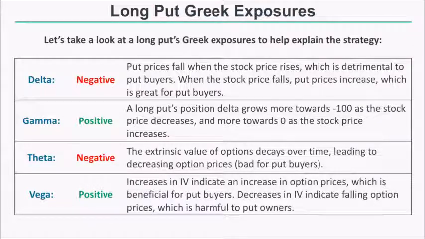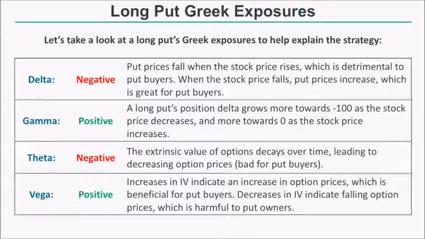Lastly, a long put position has positive vega. An increase in implied volatility indicates an increase in option prices, which is great for put buyers. A decrease in IV indicates falling option prices, which is harmful to put buyers. So when you own any option, you are long vega, which means you want option prices to increase because that will benefit your position.